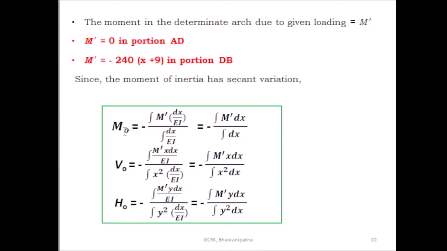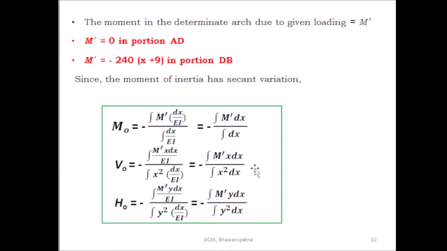But we know the moment, the vertical force and the horizontal force at the elastic center can be determined using these relations. MO is equal to minus integration m dash dx by EI divided by integration dx by EI. After cancelling EI, the equation becomes minus integration m dash dx divided by integration dx. Then the vertical force at elastic center O is equal to minus integration m dash x dx by EI divided by integration x square dx by EI. After cancelling EI, VO is equal to minus integration m dash x dx by integration x square dx.